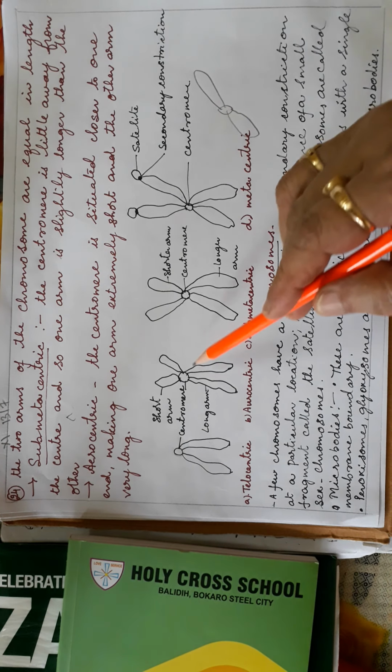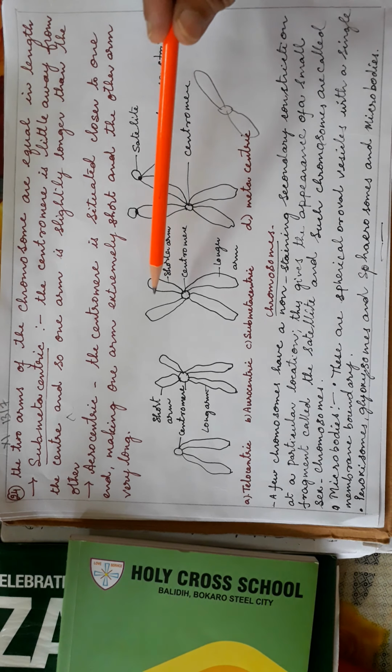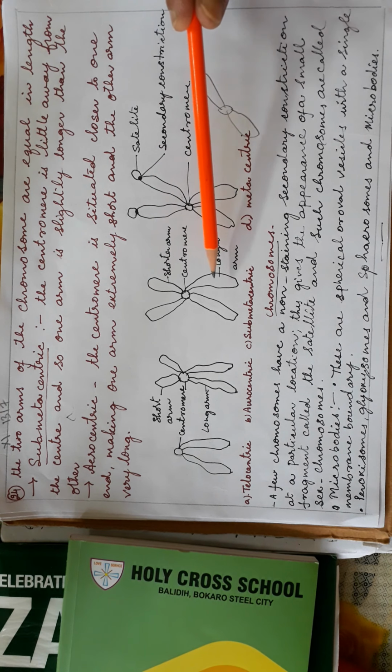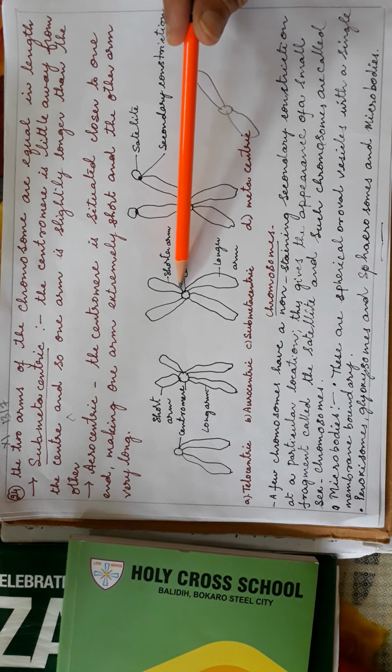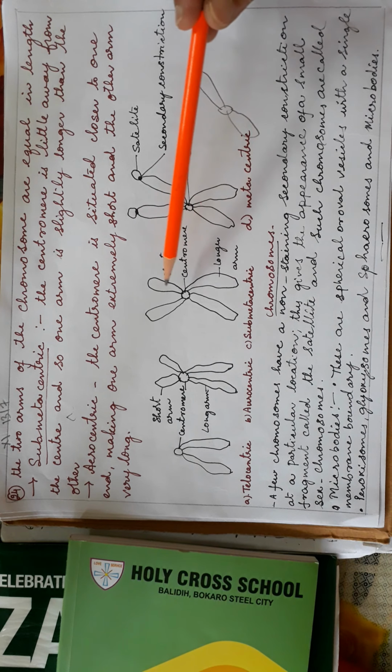Second one, metacentric: the centromere is right in the middle, with two arms on each side, equal in the center. So that is called the metacentric. The arms of this chromosome are equal in length on both sides. Next one is the submetacentric. Two arms are smaller and two are bigger. The centromere is a little away from the center, so one arm is slightly longer than the other one. That is submetacentric.